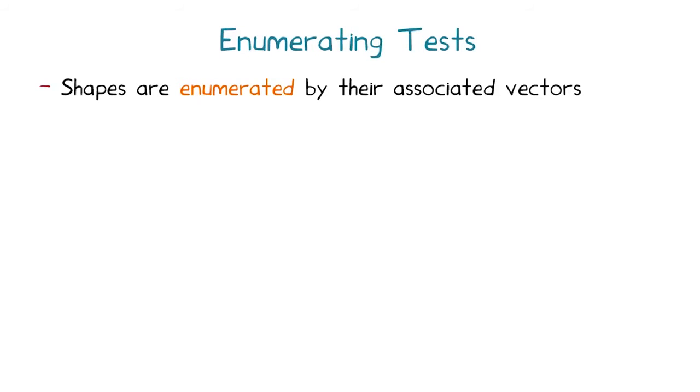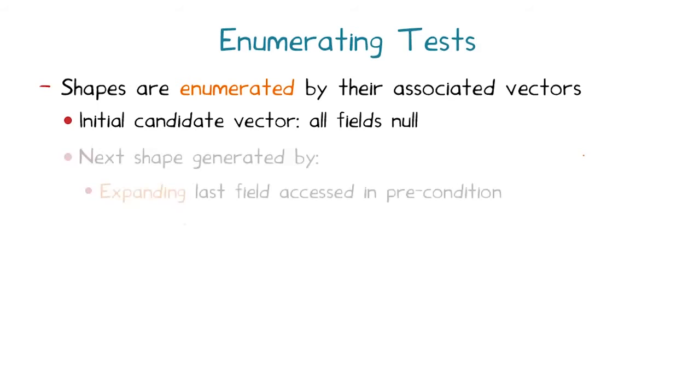The general procedure that Korat uses for generating tests is to enumerate the possible shapes by their associated vectors. The first vector generated is the vector with all null entries, corresponding to all fields being null. Then Korat checks that this shape satisfies the precondition. If so, then the shape is kept as a test case. Next, Korat expands the last field that was accessed while the precondition was checked. In other words, the field is assigned to the next object that could potentially be assigned to that field.